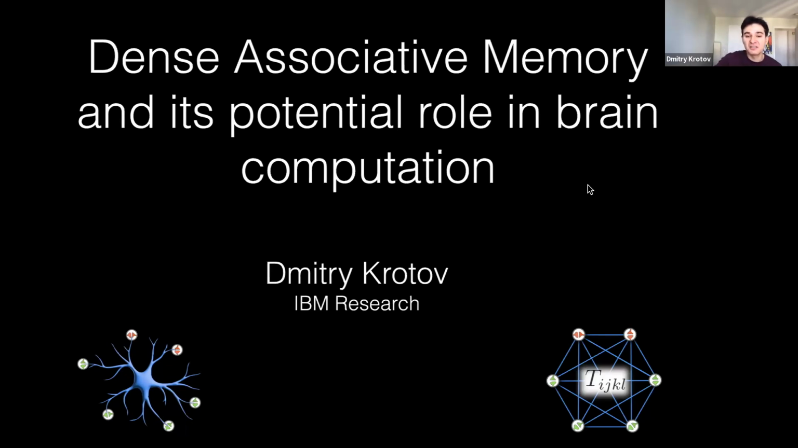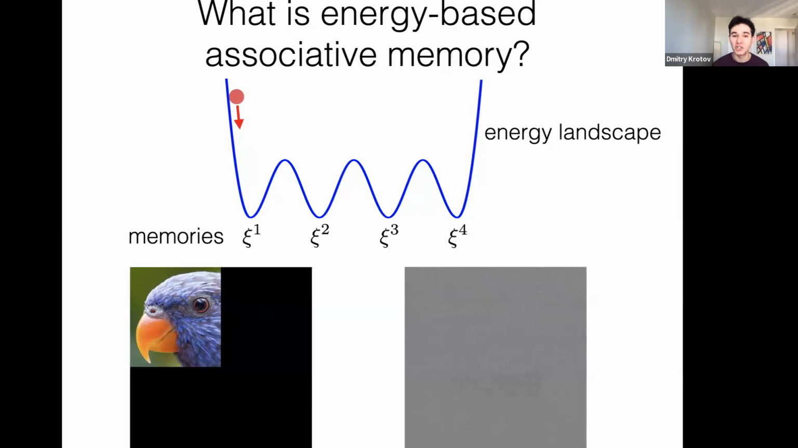I want to begin this talk with a broad definition of what, in general, an energy-based associative memory is. So the problem here is the following. Imagine that someone has given me a bunch of data points. Think about data points as very high-dimensional vectors, for example, images encoded in some high-dimensional space. So all my network, all my computation will live in n-dimensional space. And in this cartoon example, let's imagine that we have four data points, Xi1, Xi2, Xi3, and Xi4.